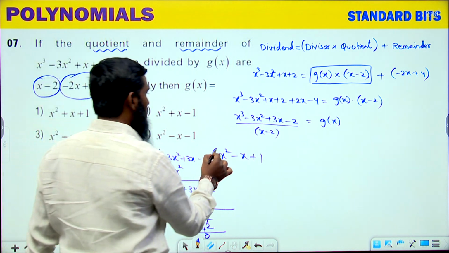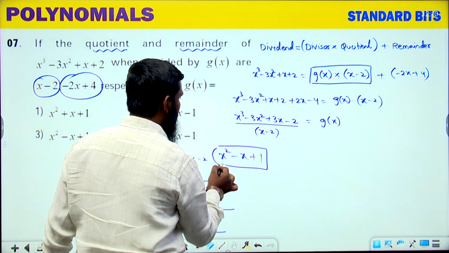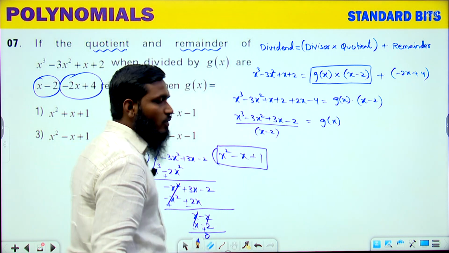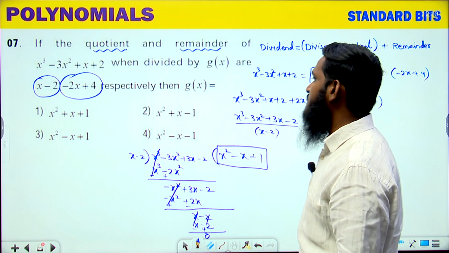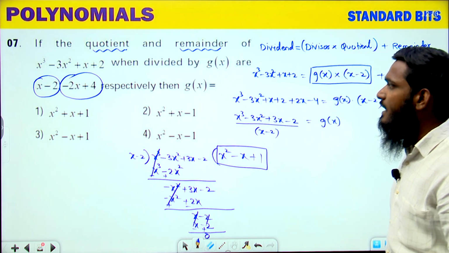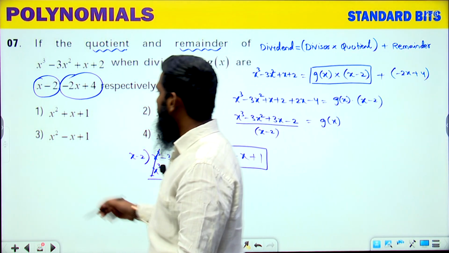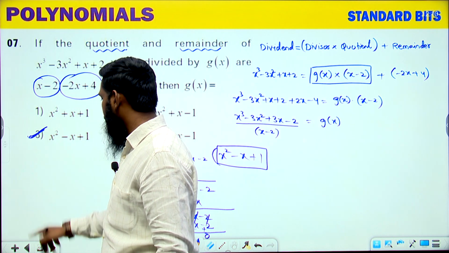So what is the g of x value we are getting over here? x square minus x plus 1. Let us check this part. x square minus x plus 1. Let us go with the third option. Okay, the third option is correct.